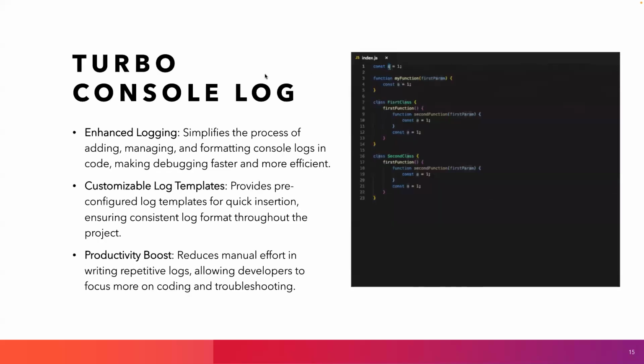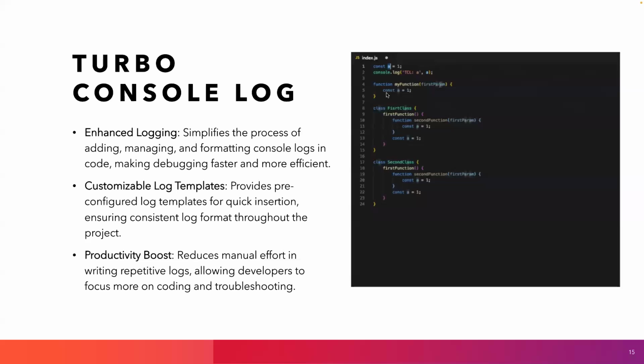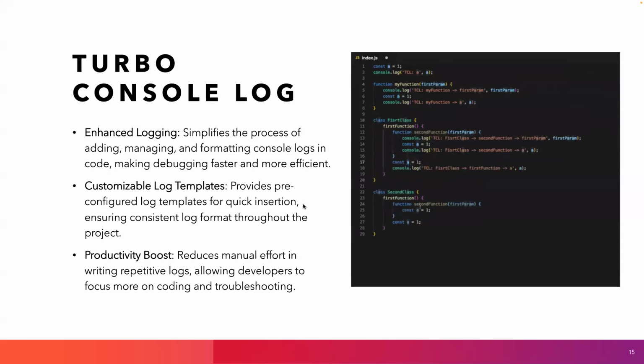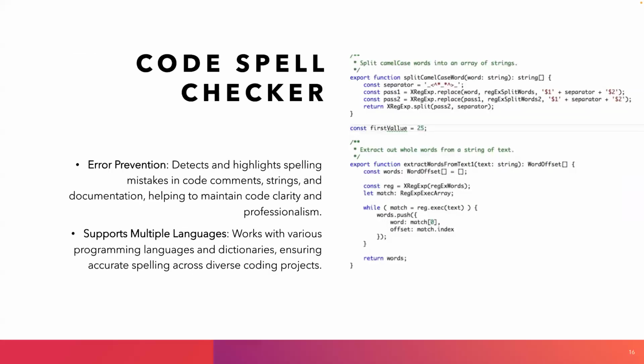Now there's Turbo Console Log. I don't know if you can see all that, but generally what it does, you know how you always have to type in console.log to debug. You just want to print a bunch of stuff. It's basically like you can make a template and then you can just kind of auto complete, and it just speeds up the whole process of debugging and figuring out what's wrong with your program. That's basically it.